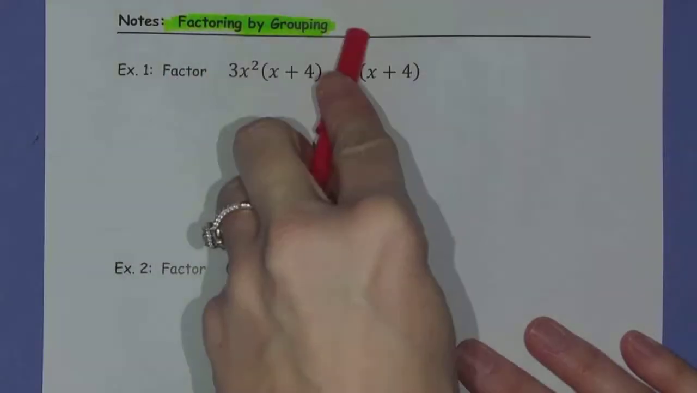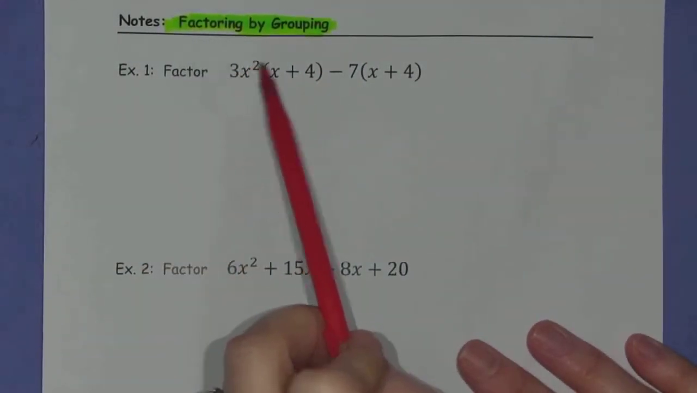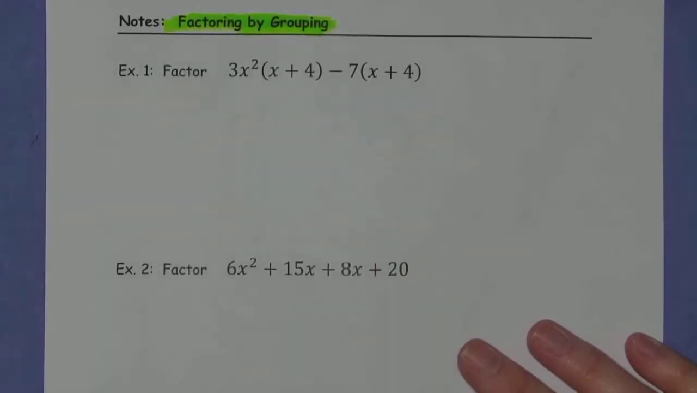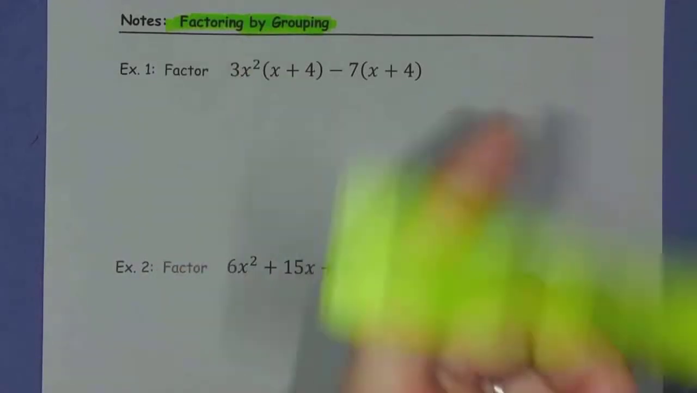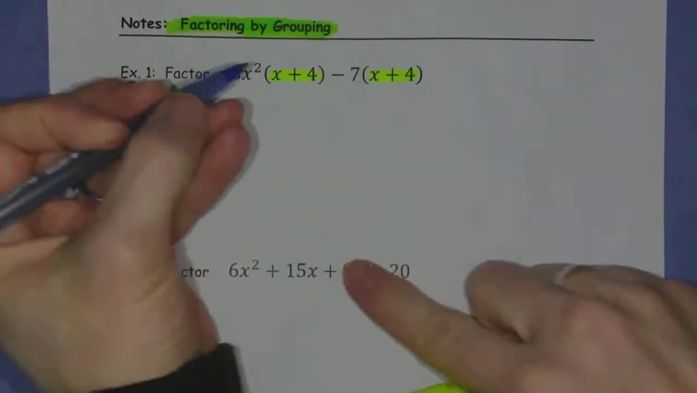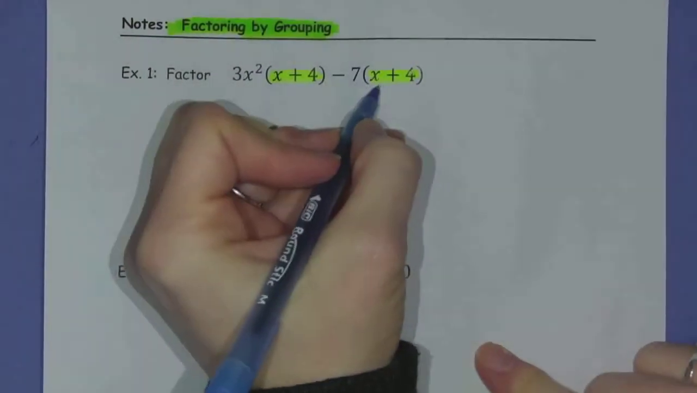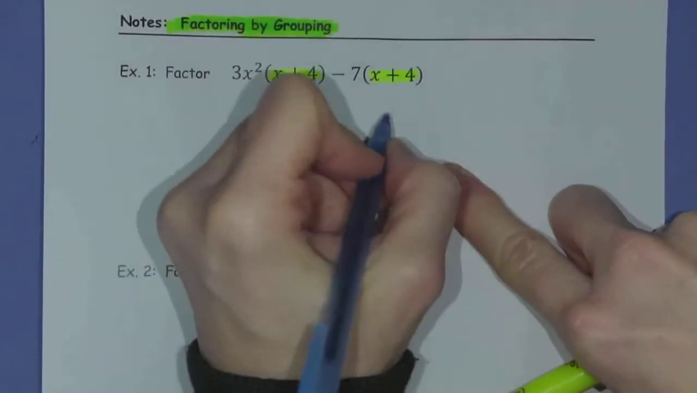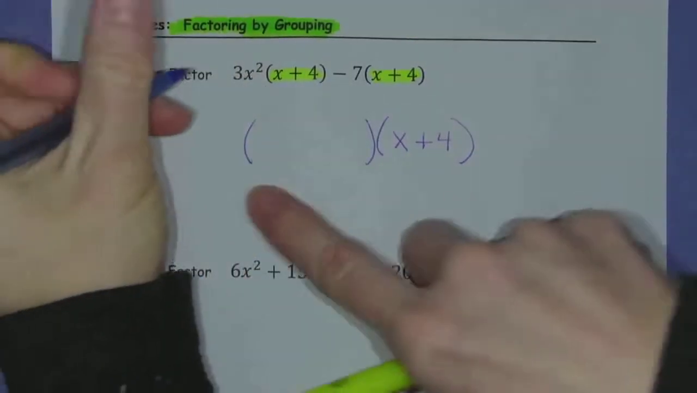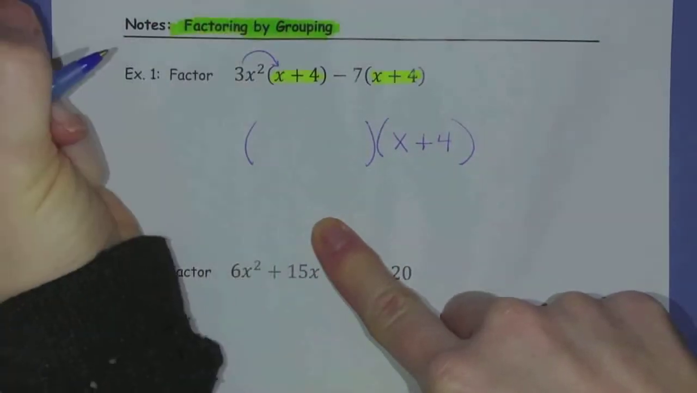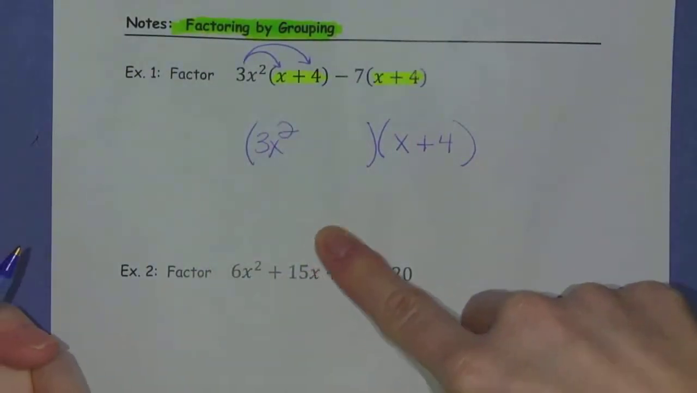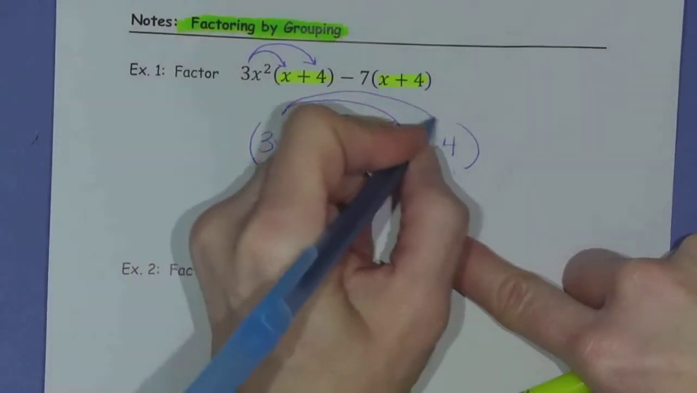So underneath the title, Factoring by Grouping, we're going to factor 3x squared times the quantity x plus 4, minus 7 times the quantity x plus 4. So the commonality here is the x plus 4, right? If I look at this as sort of the front end of things and this as the back end of things, the polynomial they have in common is this x plus 4. Now, the 3x squared gets multiplied to the x and to the 4. So I'm going to drop the 3x squared down here. That would take care of this distribution.